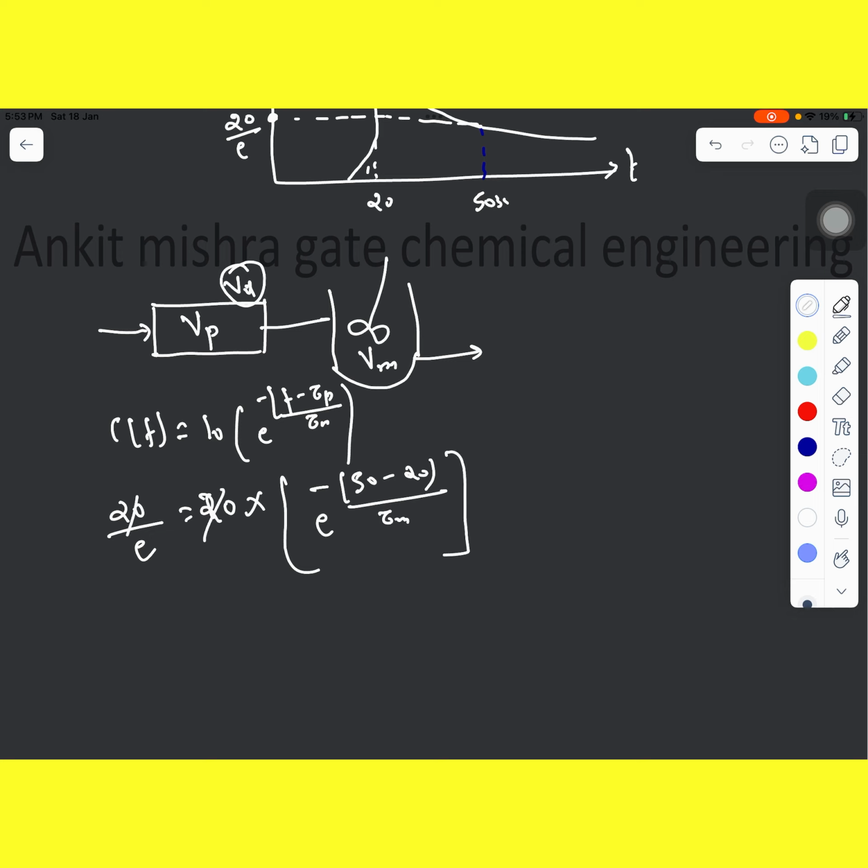So 20 and 20 will get cancelled out. So e to the power minus 1 equals e to the power minus 30 divided by tau M. So if you calculate this, the value of tau M you will get from here is 30 seconds. So you have the value of tau M, you have the value of tau P.